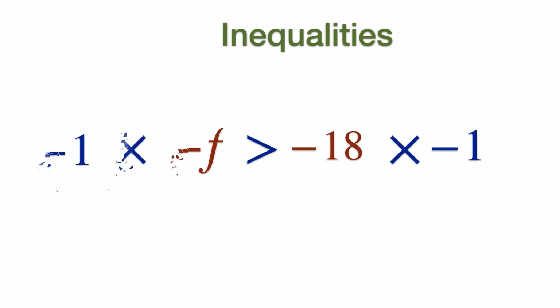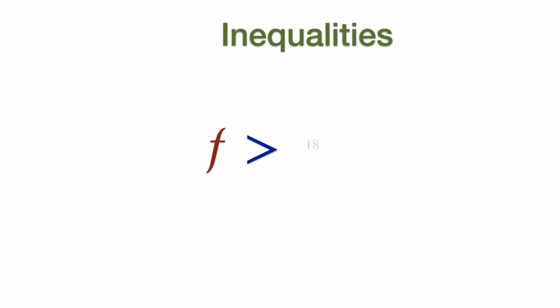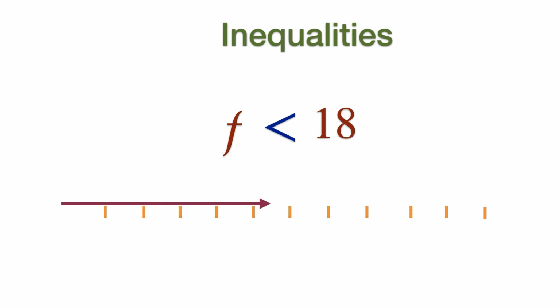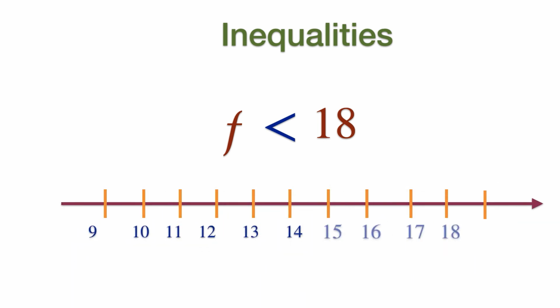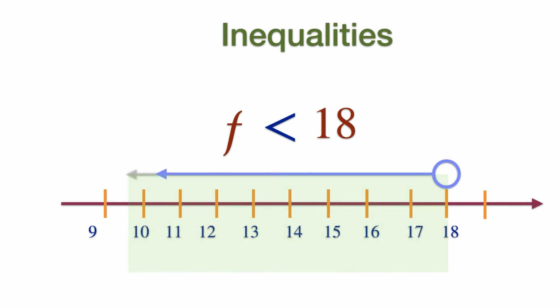We then multiply both sides by minus 1. This gives us f is greater than 18. However, we must remember to flip the inequality sign in order to make the statement correct, as we are multiplying by the negative number minus 1.